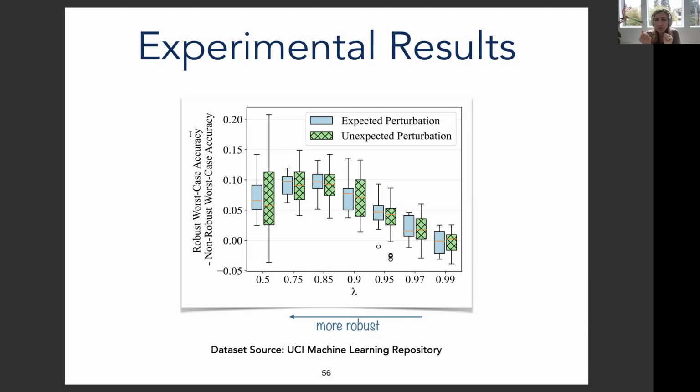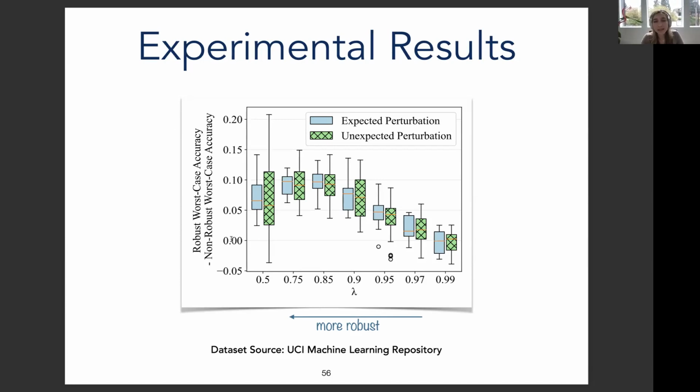We did two sets of experiments. One is where the perturbation is as expected, meaning that we got those probabilities Q correctly. And one where we have unexpected perturbations, meaning that we didn't estimate this correctly, so we have unexpected shifts, different than what we had planned.